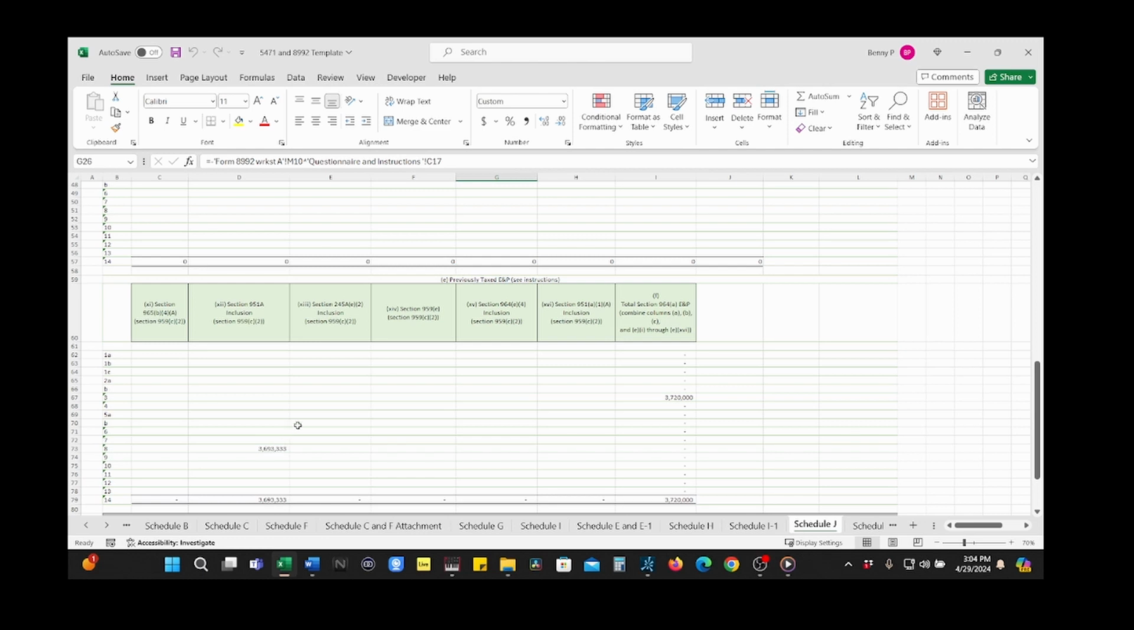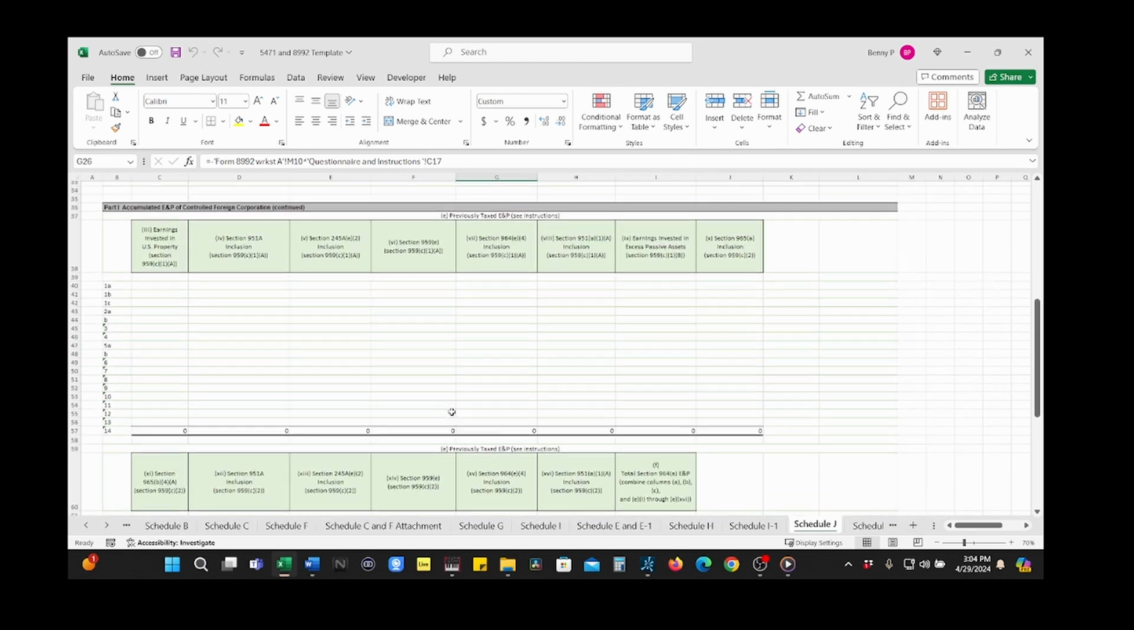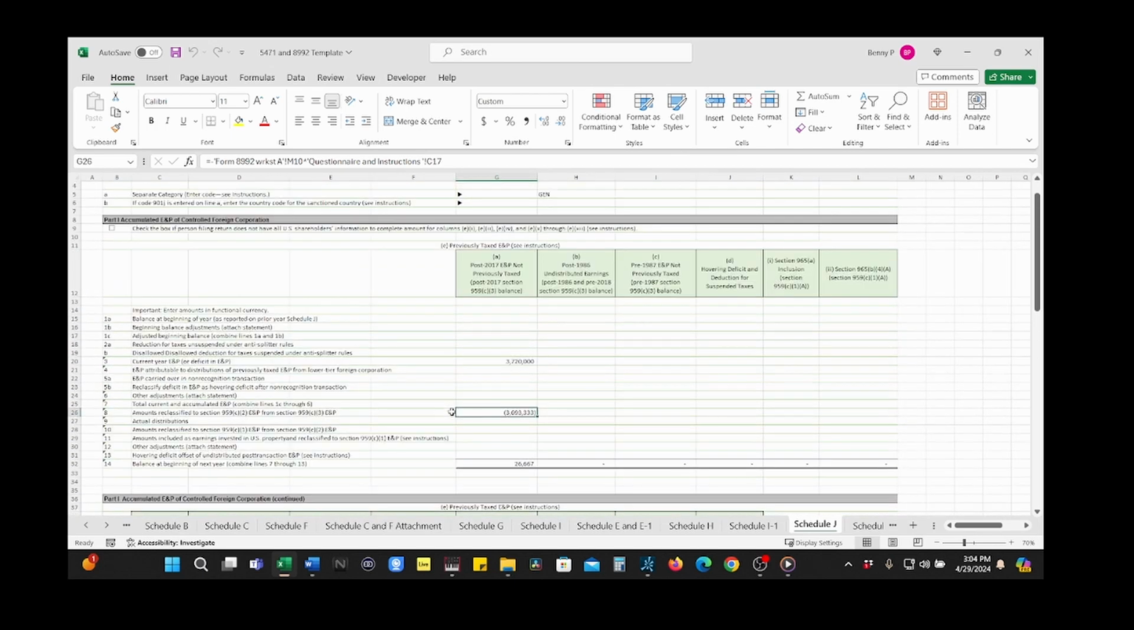Whenever there is a dividend, this amount will be removed from the PTEP account before the dividend is taken from untaxed earnings and profits. In other words, a dividend from a foreign corporation to its U.S. shareholder is not taxable to the extent there is a PTEP account. Once this PTEP account is exhausted, the dividend becomes taxable for federal income tax purposes.